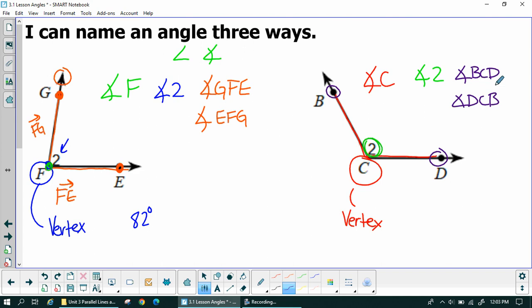So when we're naming with three letters, we're kind of creating sort of like a roadmap. You know, this says my angle is if I start at B, I go to C, and then I stop at D. And when I do that, I trace my angle. And so it's kind of a roadmap. And you can see that the reverse direction would be D to C to B. And you still are tracing the same angle. And so these two names are telling us the same thing.